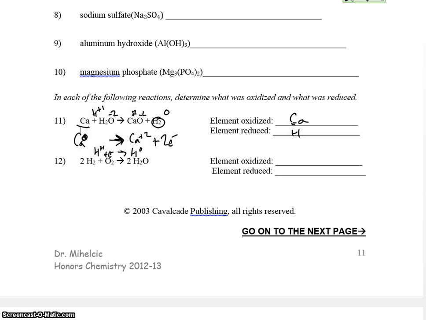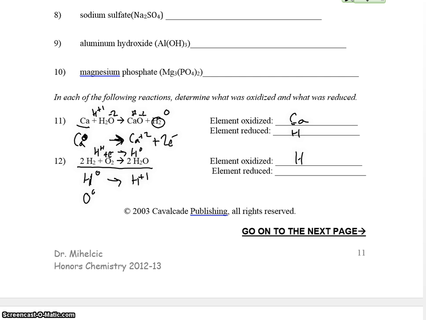Let's take a look at this next example here. These are both the elements, hydrogen and oxygen. So let's look at hydrogen individually. Hydrogen is going from neutral to having a +1 oxidation number. So we're increasing our oxidation number. So if we're increasing it, we are oxidized. So in this case, hydrogen is being oxidized.